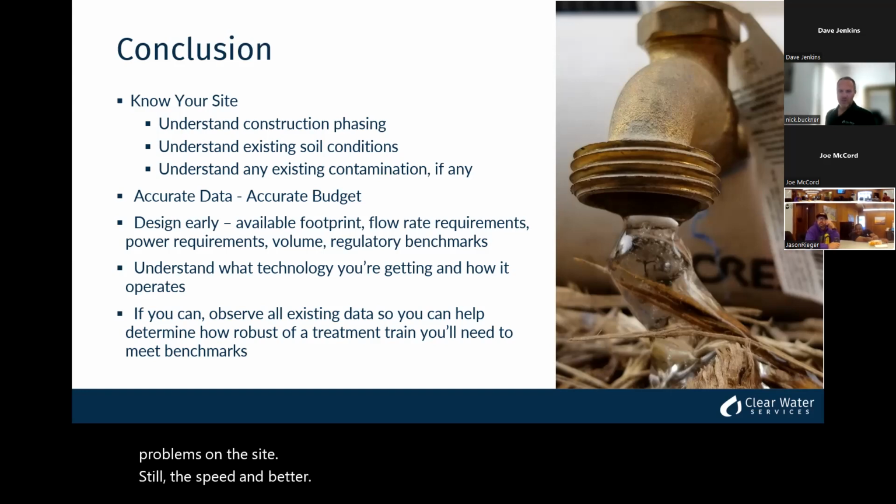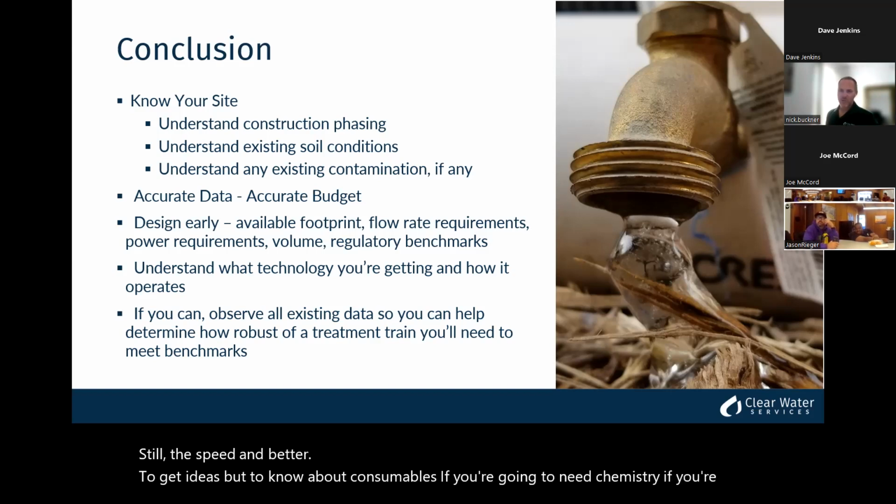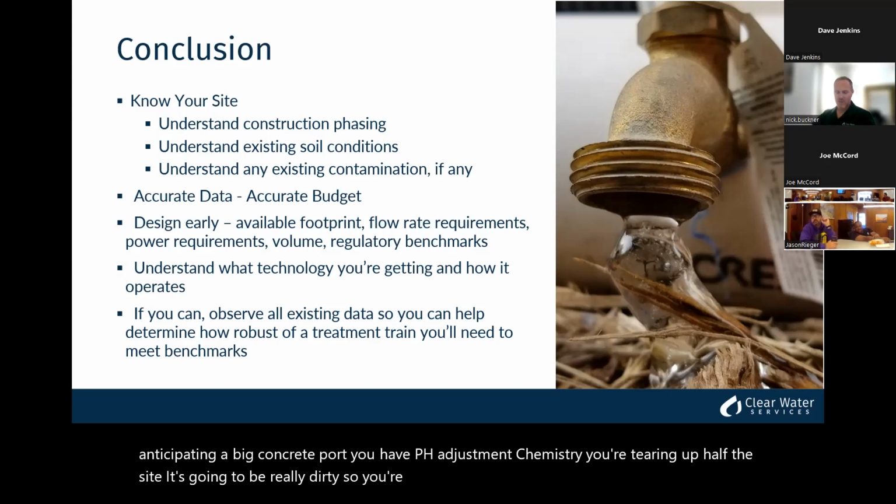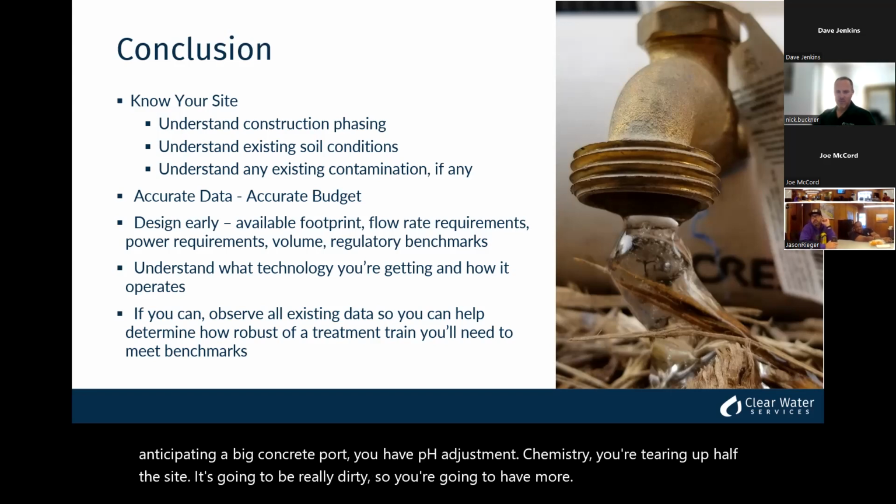It's a good idea to know about consumables. If you're going to need chemistry, if you're anticipating a big concrete pour, you're going to have pH adjustment chemistry. If you're tearing up half the site, it's going to be really dirty, so you're going to have more chitosan or P50 costs.